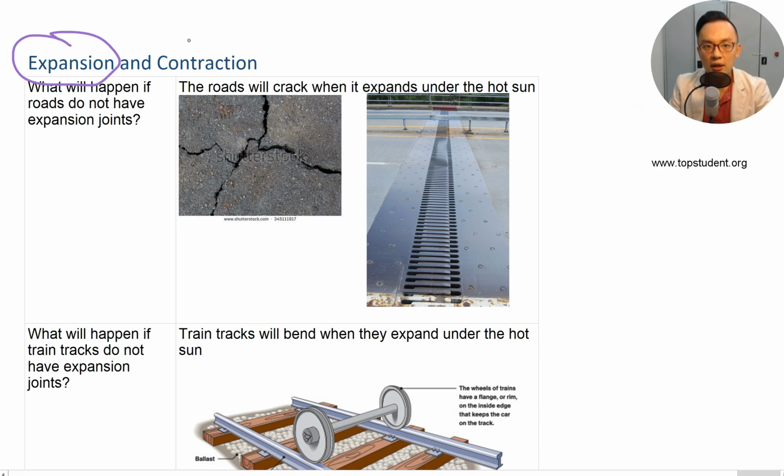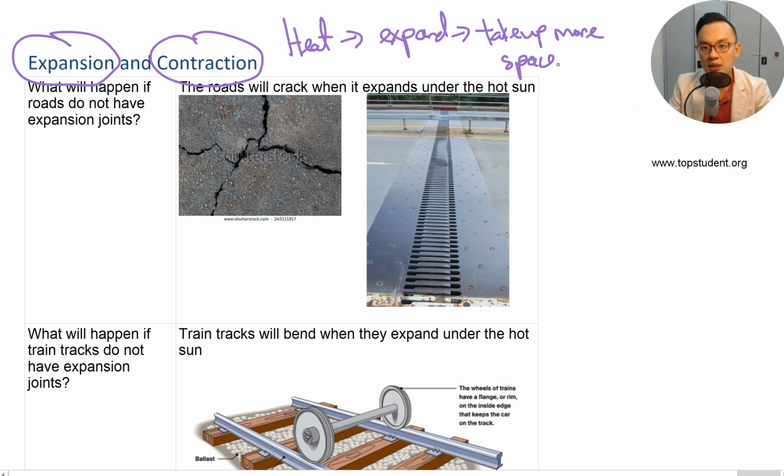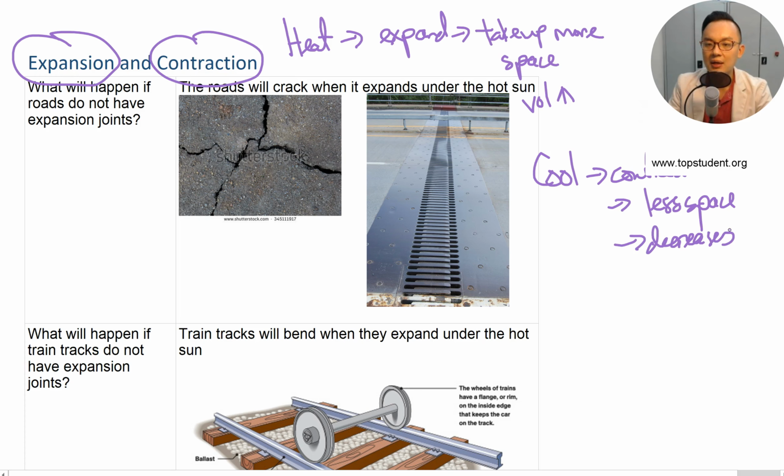Now we're going to look at expansion and contraction. Okay, so basically what happens is when you heat an object or matter, it will expand. All right, it will expand and it will take up more space. That's what expansion basically means, or the volume will increase. It will take up more space, the volume will increase. When you cool something down, it will contract. Now what happens when it contracts? It takes up less space. Okay, the volume will decrease. So that's basically what expansion means. Take up more space, more volume, volume increases. Cool, contract, takes up less space, volume decreases.